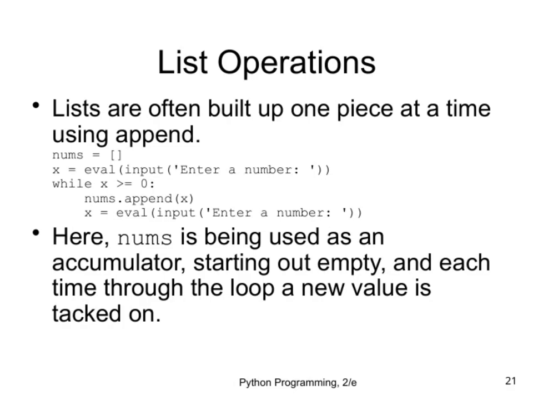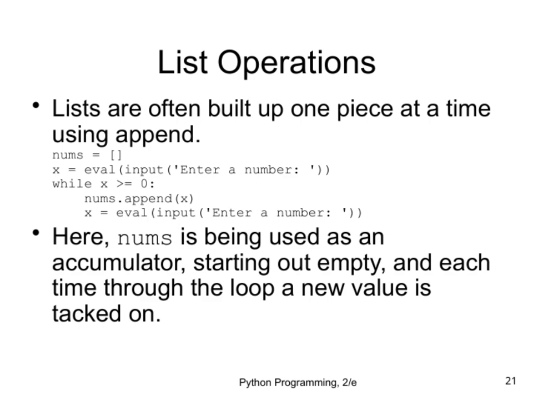Let's talk about how lists are often built up one piece at a time using the append method. In this example, we start with an empty list called nums. Then, we ask the user to input a number, which we store in a variable. As long as the number entered is non-negative, we add it to the list using the append method. After appending, we prompt the user again for another number. This process continues until the user enters a negative number, which stops the loop.